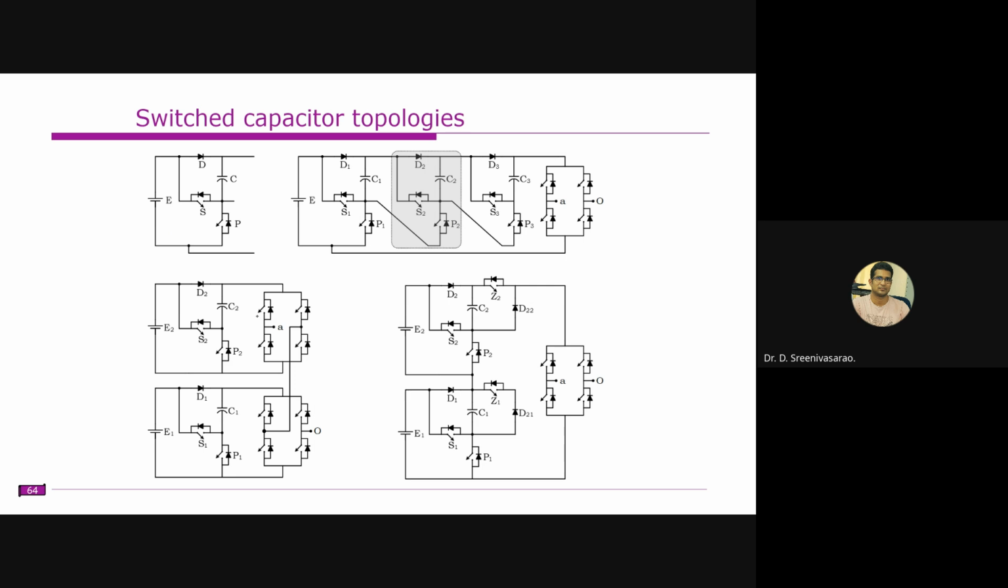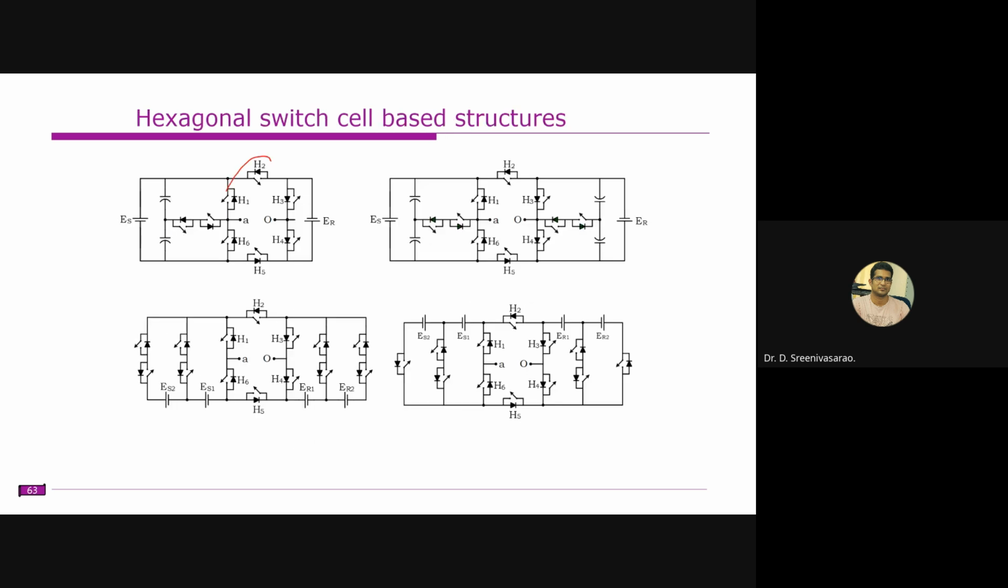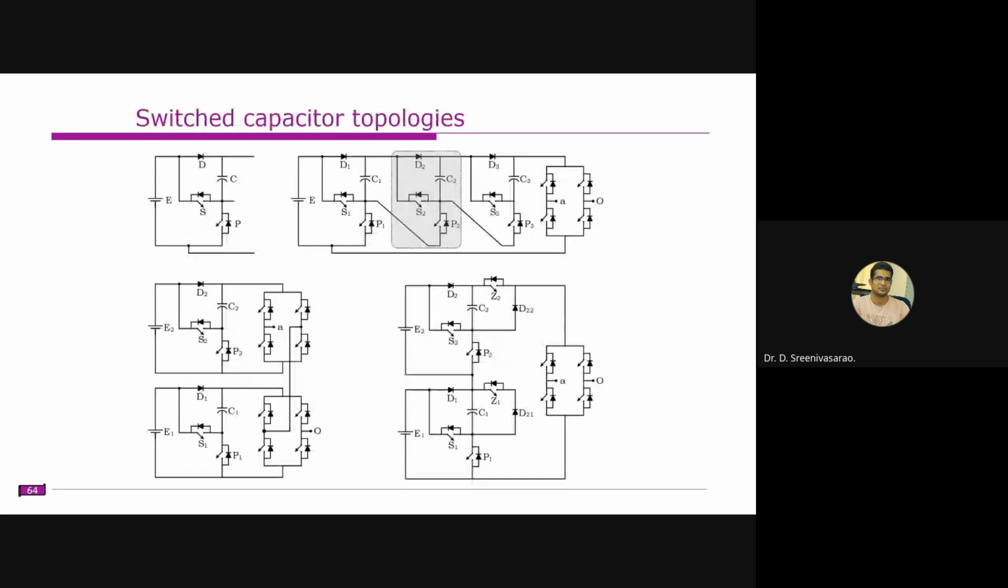A lot of topologies are based on this one. This is the hexagonal switch cell. If you observe, so far this one is the T-type, and this one is the hexagonal switch cell. We have just mixed all these things, making changes here and there. On one side the T-type is there, and on the other side they added the T-type. All these things will produce different voltage levels.